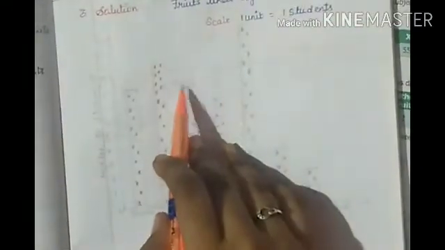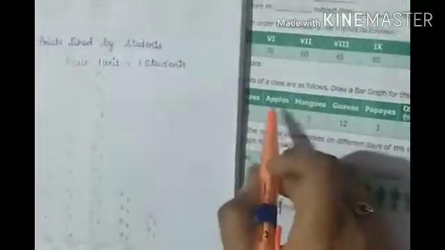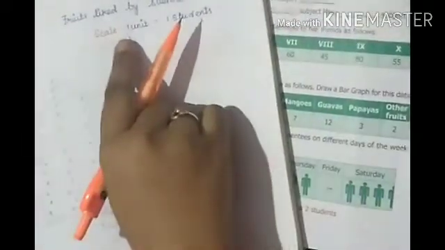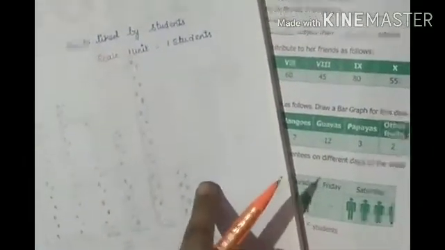Then go for apples. Apples we have 8, so start with 0 and end with 8. Then complete the box, shade it or whatever you want you can do. Next one, mangoes. Mangoes are 7, so start with 0 and end with 7. Next, guavas. Guavas start with 0, end with 12. Put the box, complete the box. Papayas 3. Start with 0, end with 3. Complete the box. Next one, other fruits 2. Start from 0 and end with 2. This is only the given part.